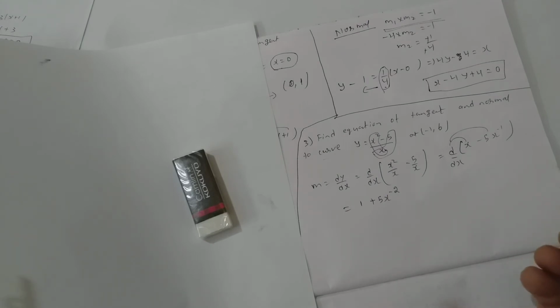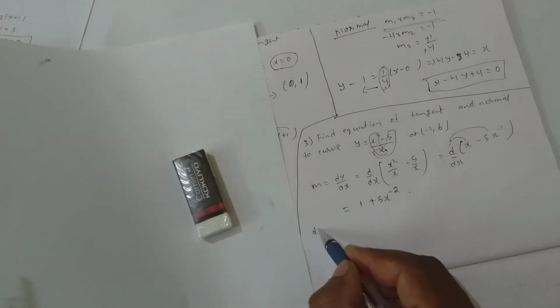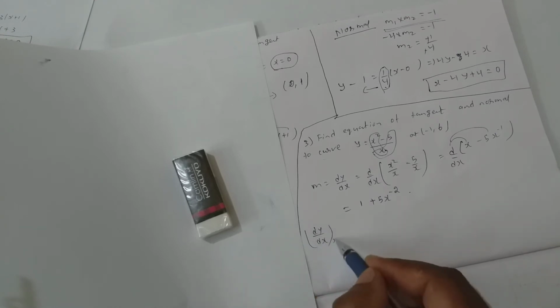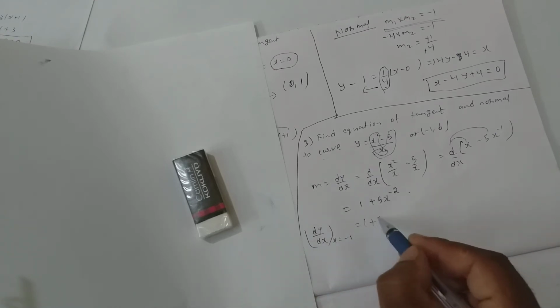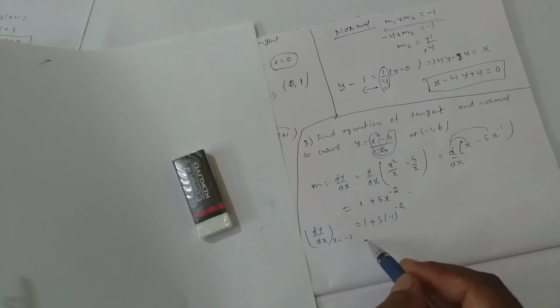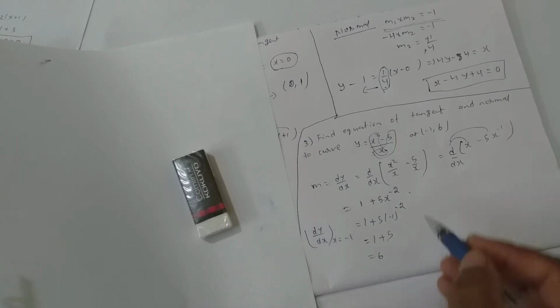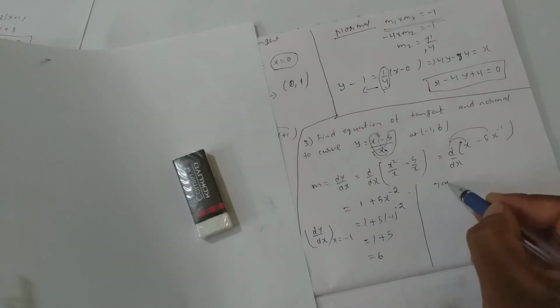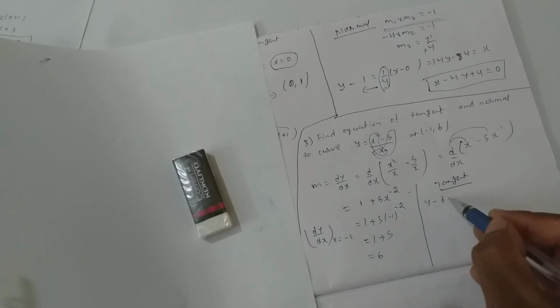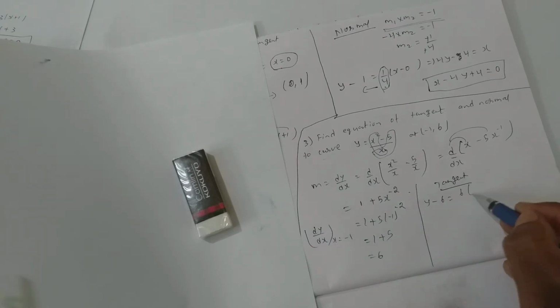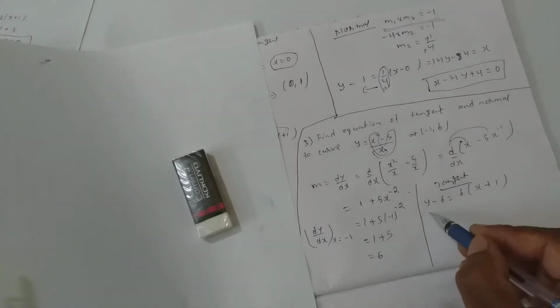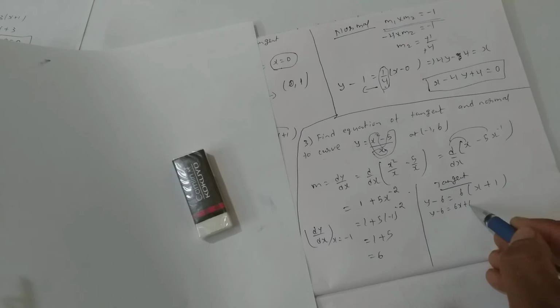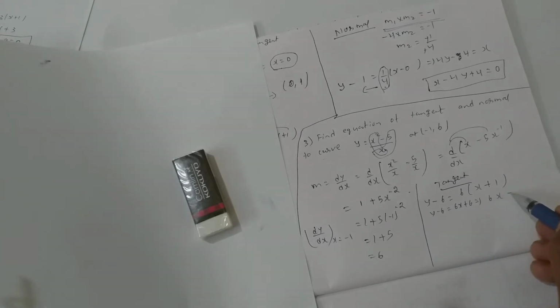Am I clear? Now, at which point do I need the slope? I need the slope when x is minus 1. So it becomes 1 plus 5 into minus 1 power minus 2, which is 1 plus 5, that is 6. So what is my tangent equation? y minus 6 equal to slope 6 into x minus of minus 1, which is plus 1. So y minus 6 equal to 6x plus 6, which implies 6x minus y plus 12 equal to 0.